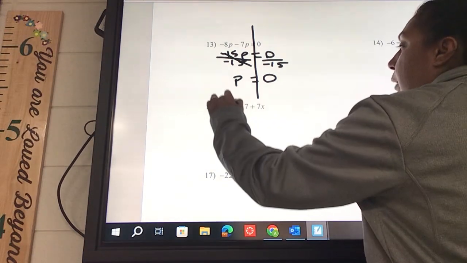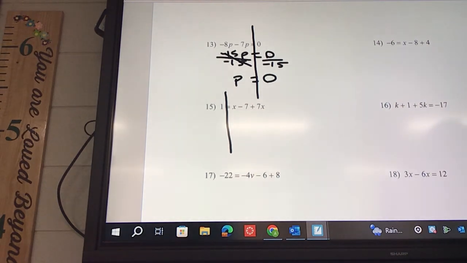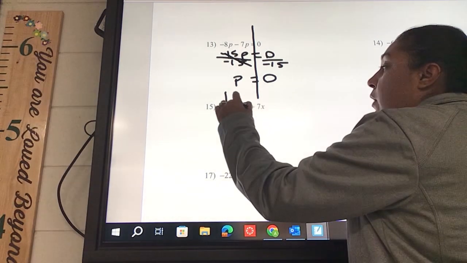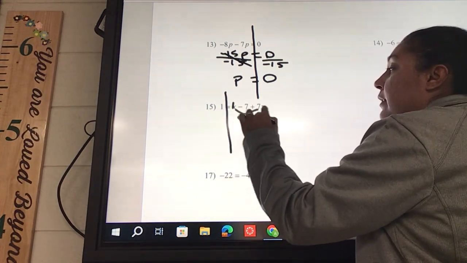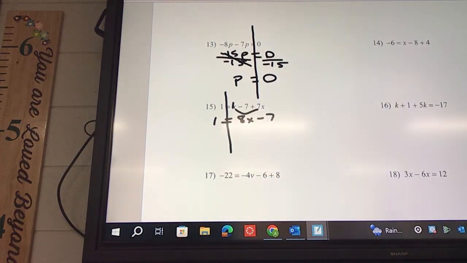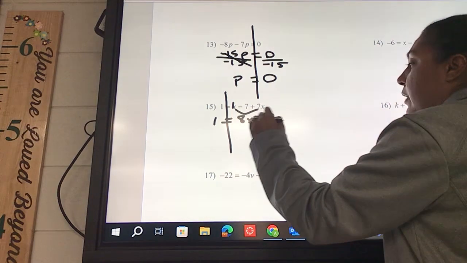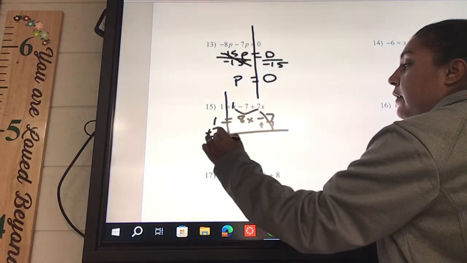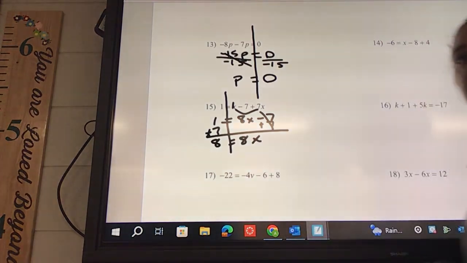Okay, 15. How many pieces are on the left? 1. How many pieces are on the right? 3. So on the right, that means something can get combined. What can get combined? The 1x and the 7x. So 1 plus 7 is going to give me 8x minus 7. Okay, and who's the third wheel? The 7. So we're going to say plus 7. So I got 8 equals 8x. And now we need to break up that couple. Divide by 8.